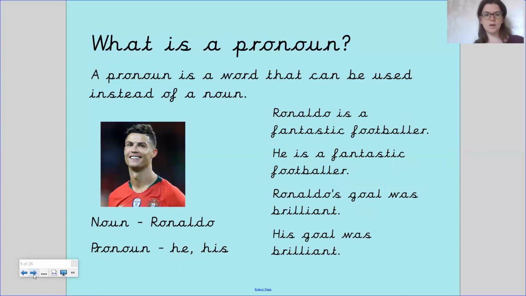Another example, we've got Ronaldo. So the noun is Ronaldo, that's his name. And the pronouns we could use to replace the noun are he or his. So we could say Ronaldo is a fantastic footballer, or we could replace the noun and say he is a fantastic footballer. Ronaldo's goal was brilliant, or with a pronoun, his goal was brilliant. Okay?